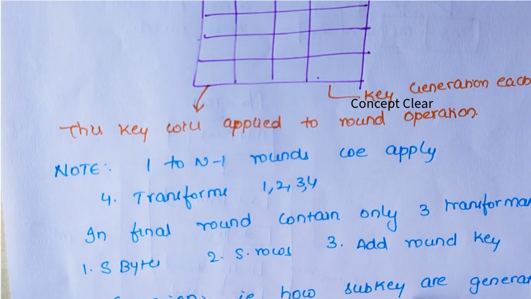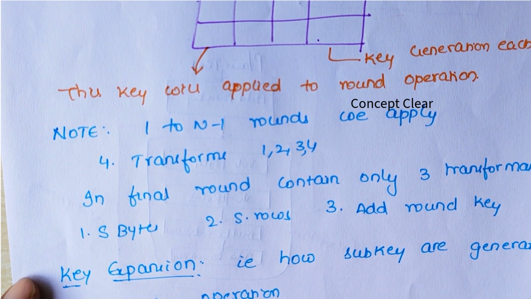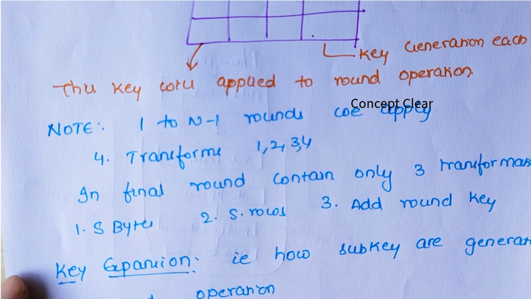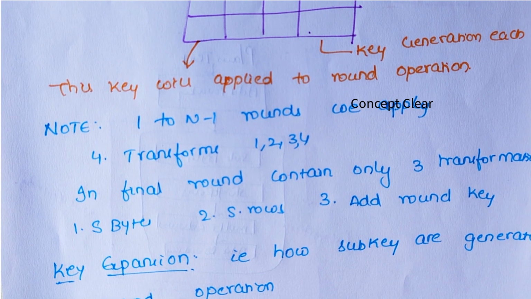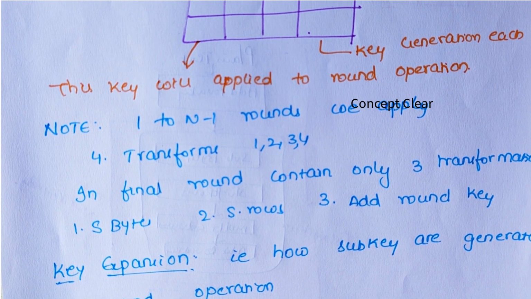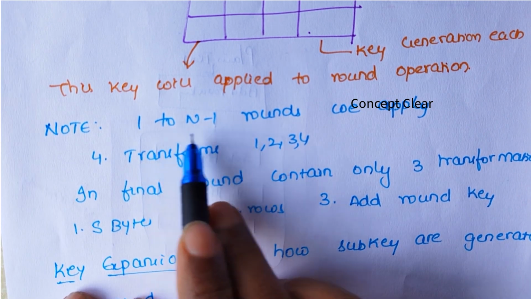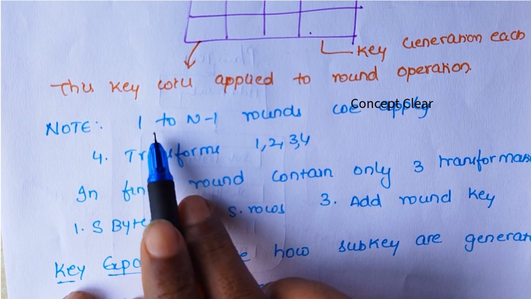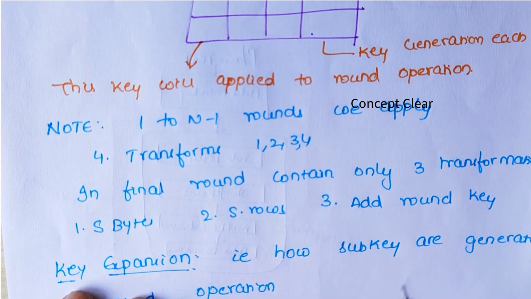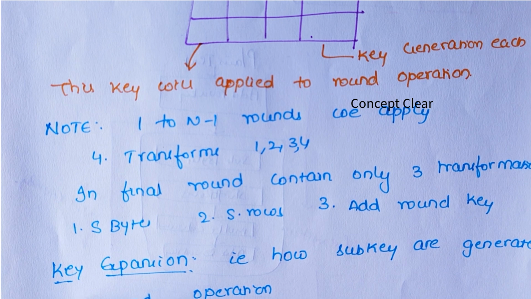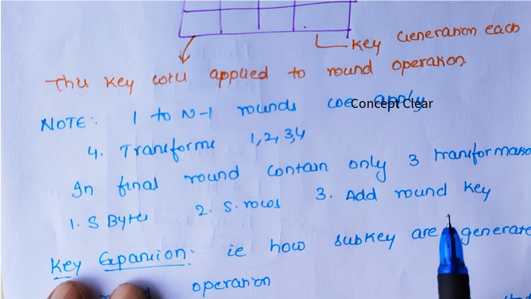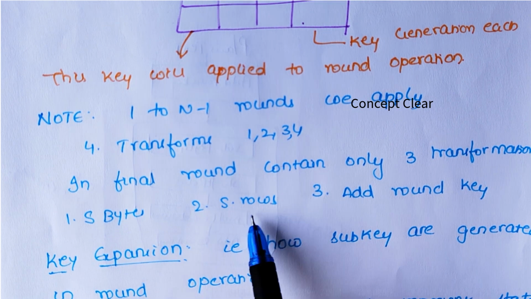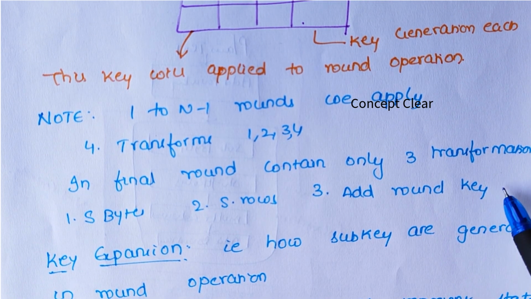The main thing is that in round operations we perform 4 operations. The first is substitute bytes, the second is shift rows, the third is mix column matrix, and the fourth is add round key. For rounds 1 to n minus 1, we have to apply all 4 transformations. And in the last round, we apply only substitute bytes, shift rows, and add round key.